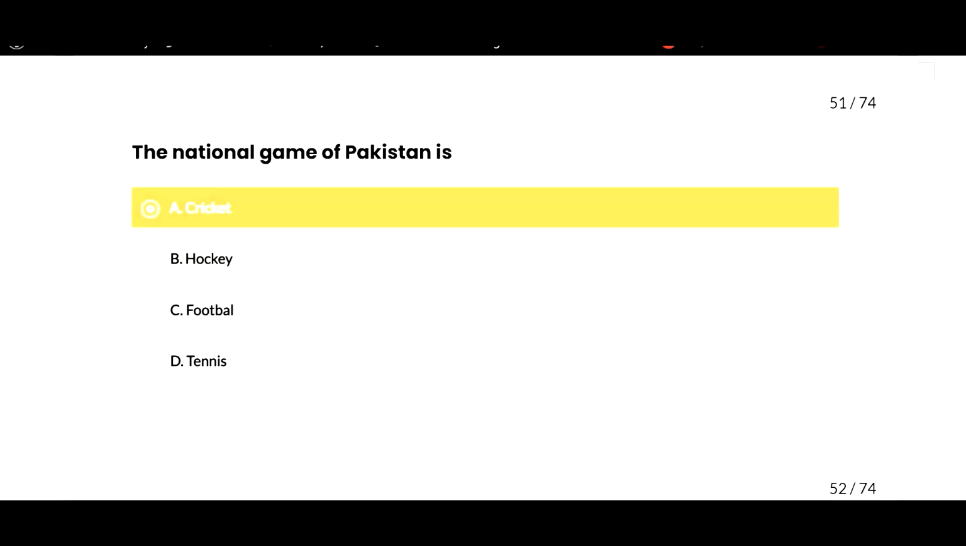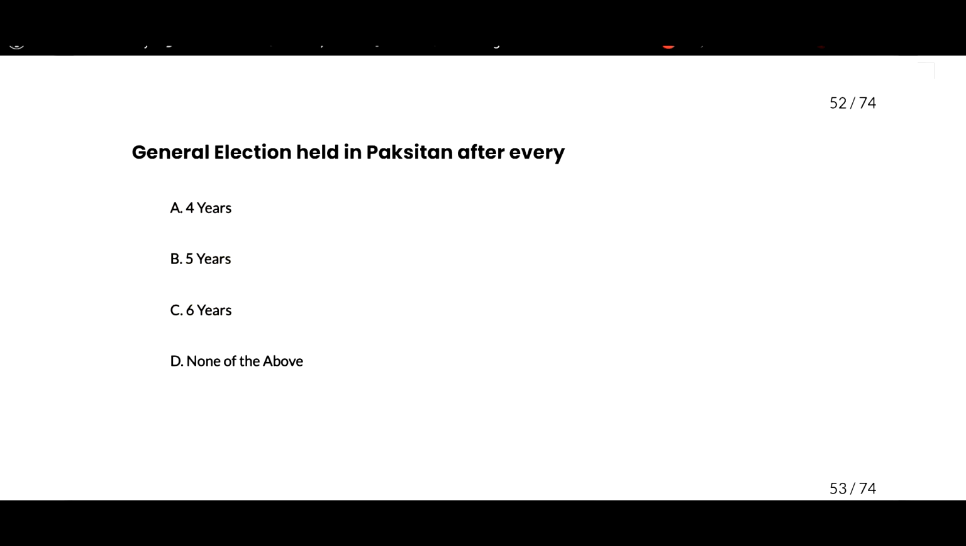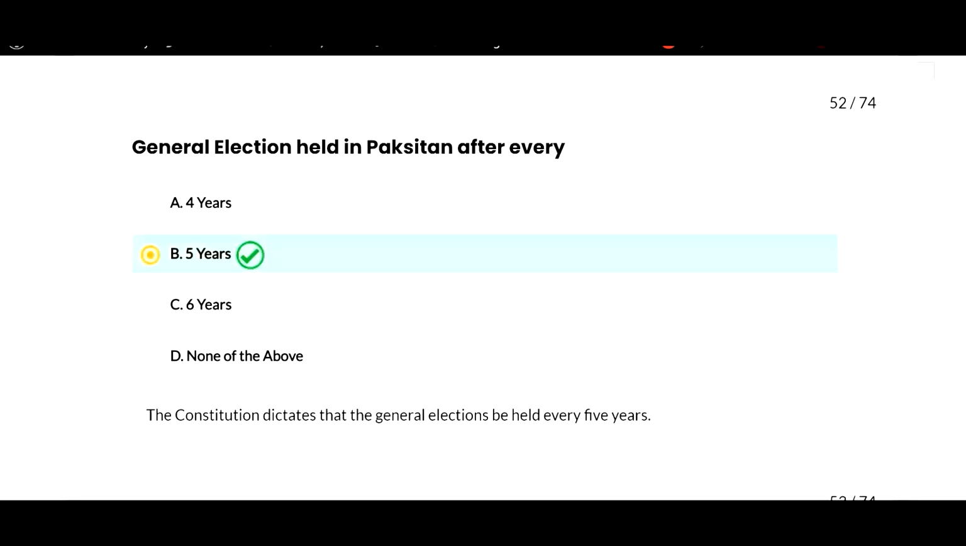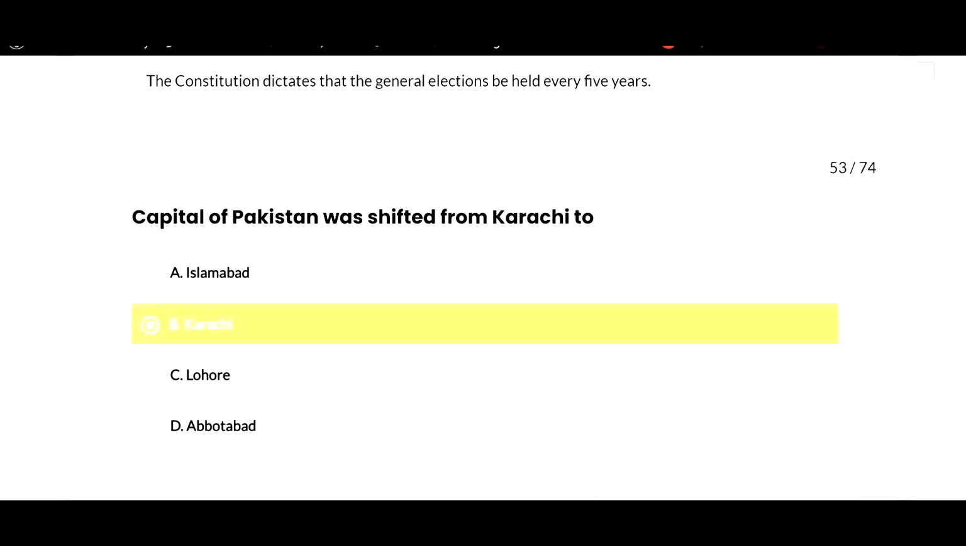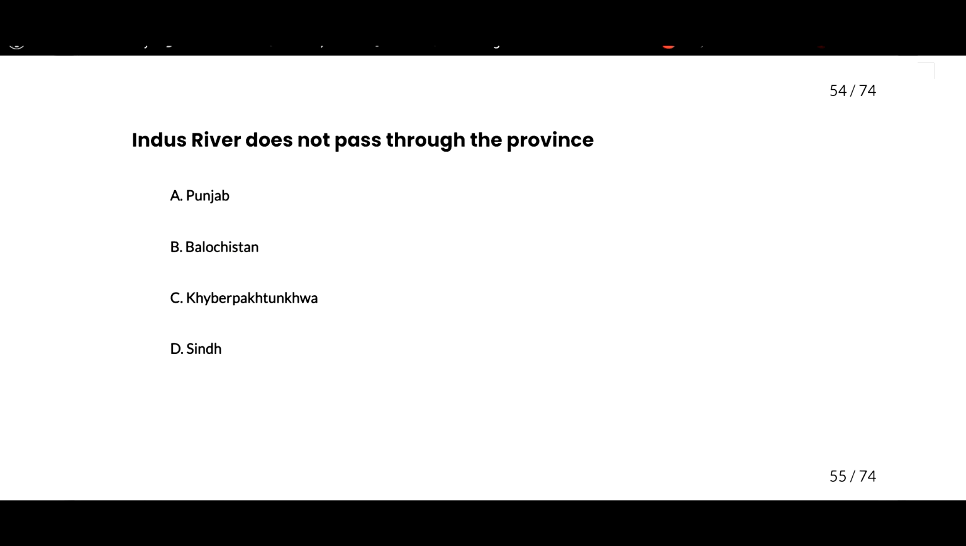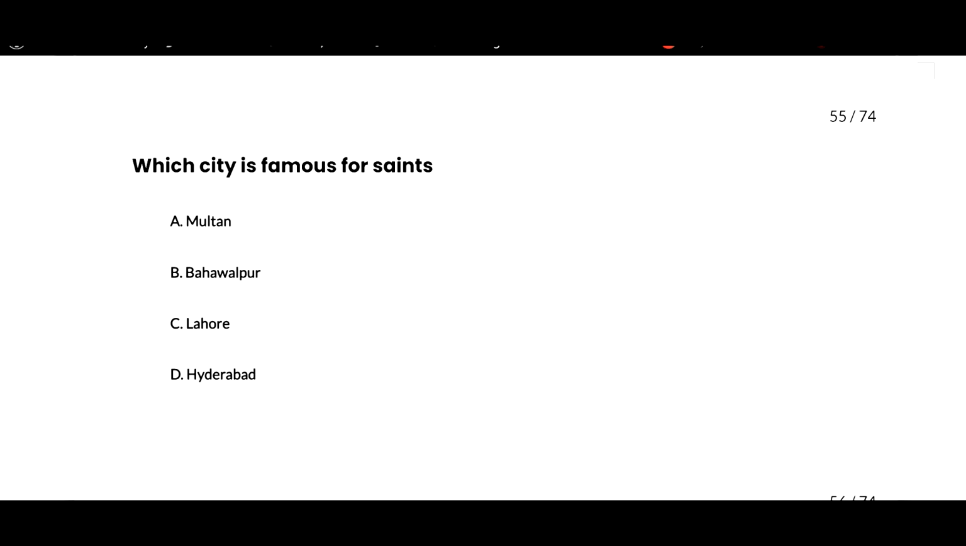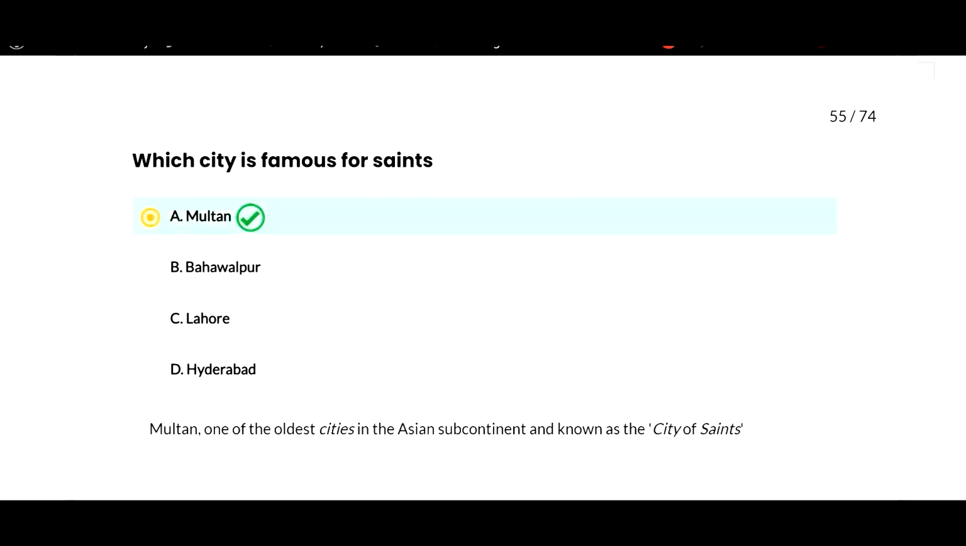The national game of Pakistan is hockey. B option is correct. The next is, general election held in Pakistan after every 5 years. B option is correct. The next is, capital of Pakistan was shifted from Karachi to Islamabad. A option is correct. The next is, Indus River does not pass through the province Balochistan. B option is correct. The next is, which city is famous for saints? Multan. A option is correct.